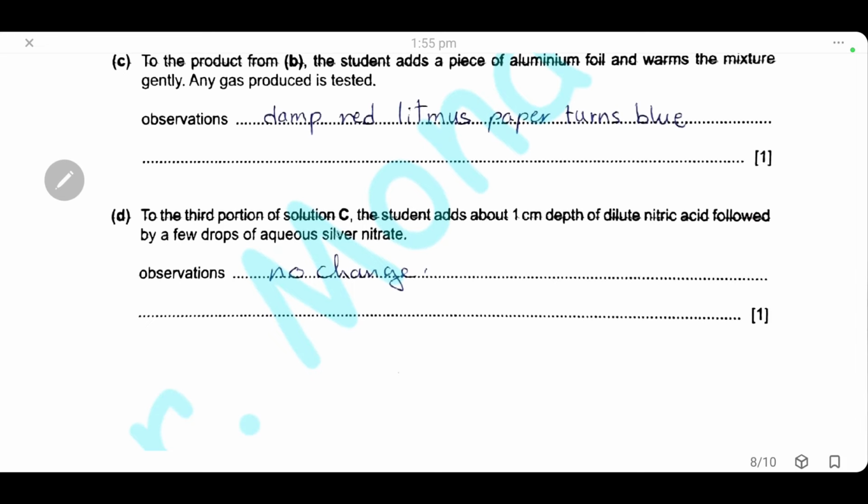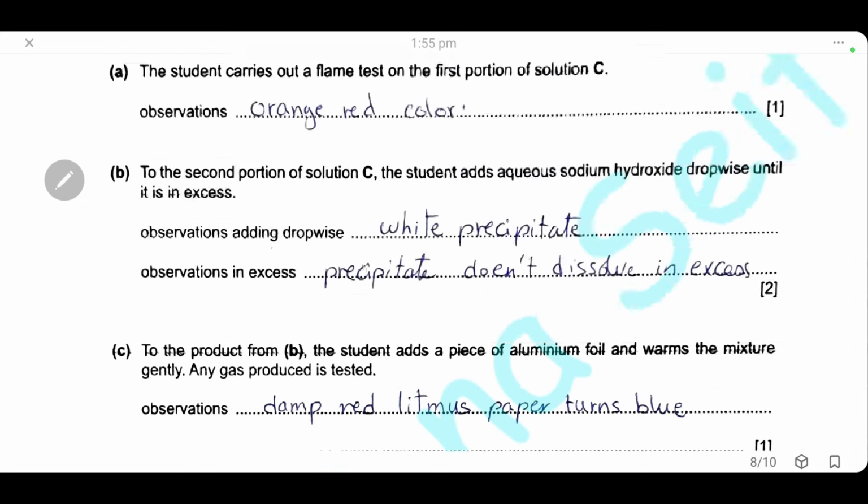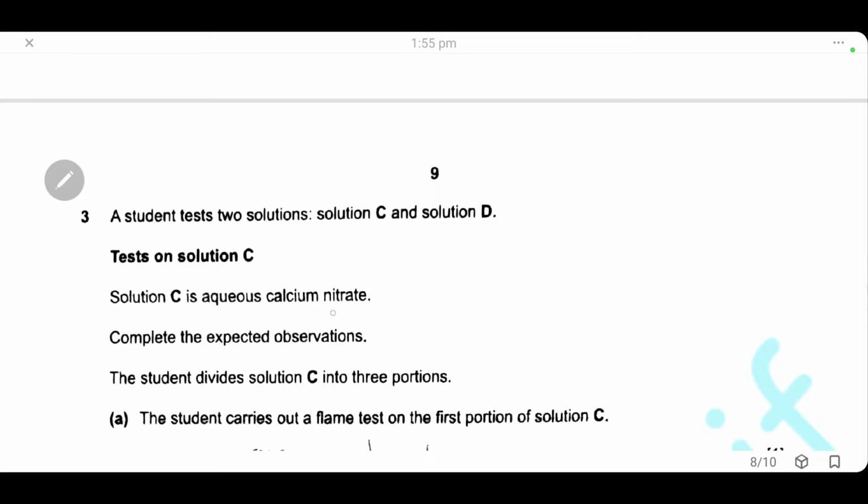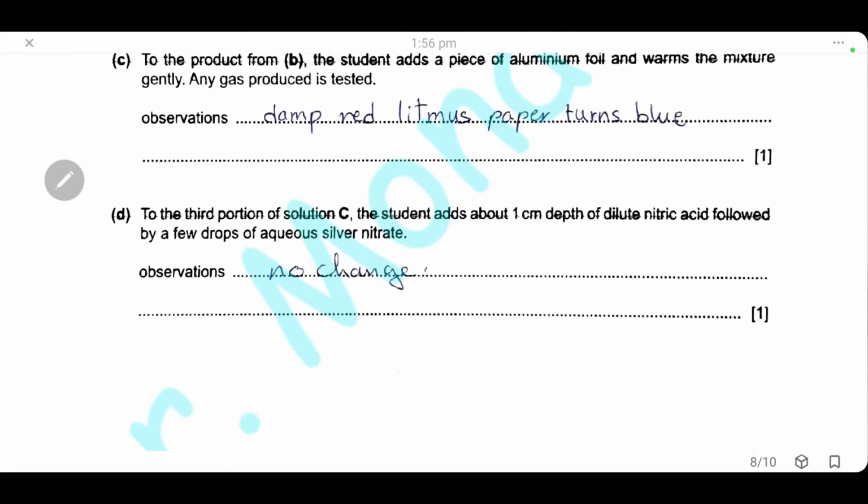To the third portion of solution C, the student adds about 1 cm depth of dilute nitric acid, followed by a few drops of silver nitrate. Silver nitrate is the reagent used to test for halide ions. Here solution C is calcium nitrate, so we don't have halide ions, so the observation will be no change.